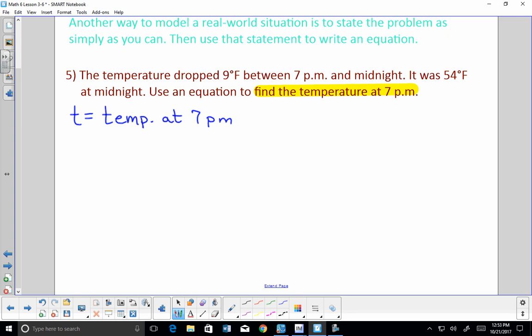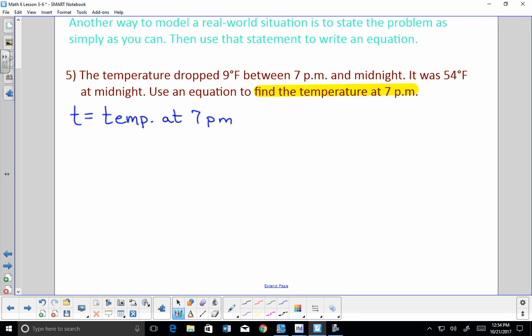Now I need to figure out what this problem is asking me. The temperature dropped 9 degrees between 7 p.m. and midnight. It was 54 degrees at midnight. So basically it's saying that the temperature is 9 degrees Fahrenheit less at midnight than it was before. In other words, the temperature at midnight was 9 degrees colder than the temperature at 7 p.m.